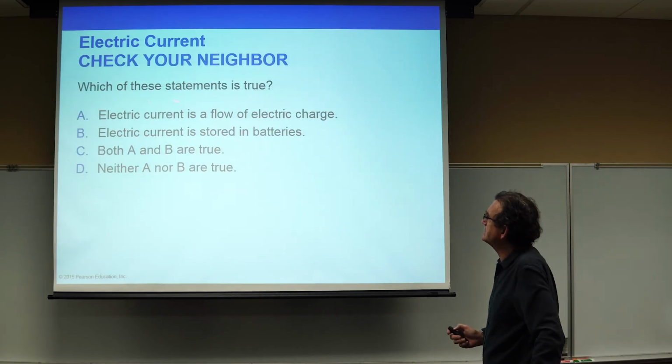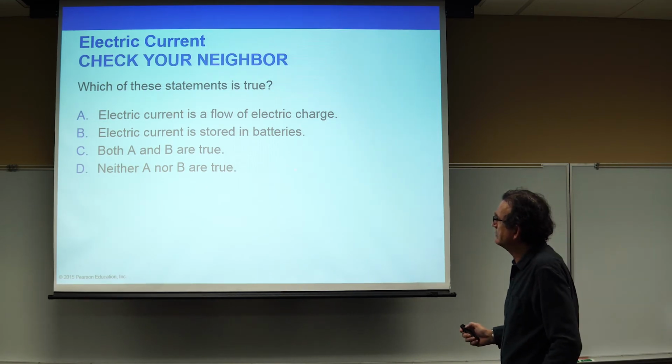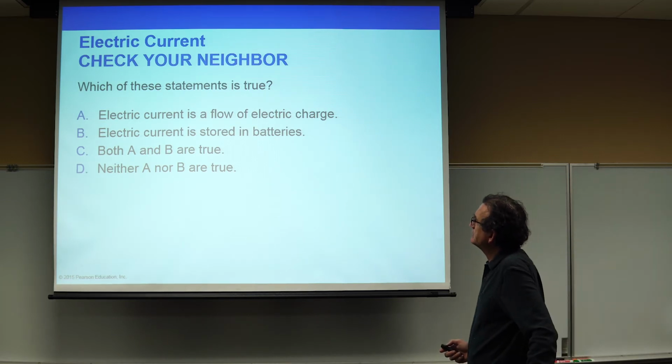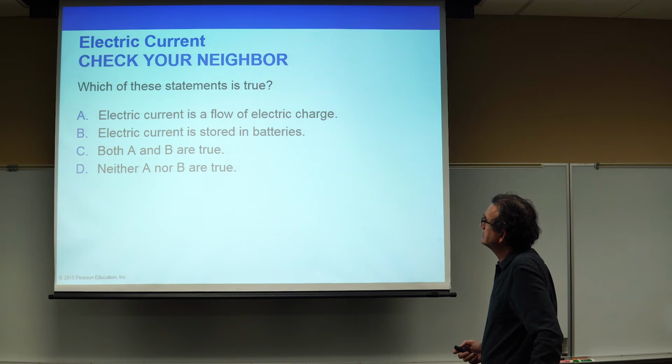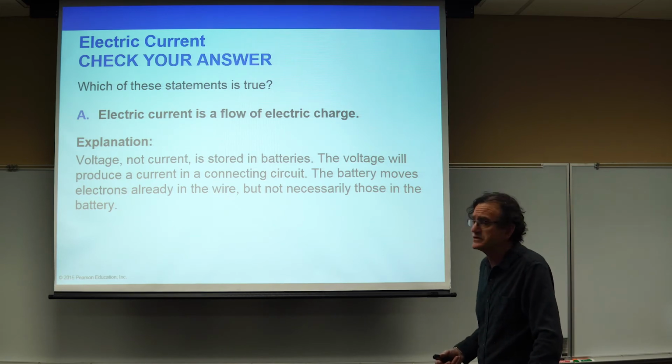So which of these statements is true? A: Electric current is a flow of electric charge. B: Electric current is stored in batteries. Both A and B, or neither A nor B. Well, the answer is that electric current is a flow of electric charge. That's exactly what we said before.